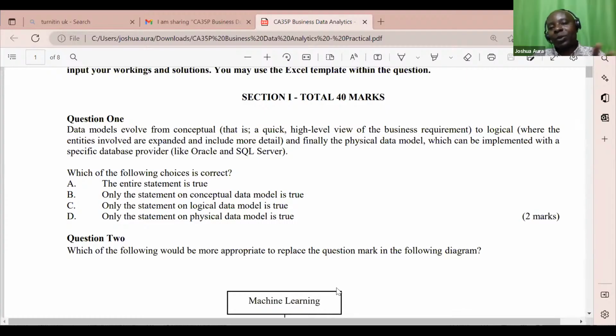We start by conceptualizing everything, coming up with a concept, then we look at the logistics, and then we start entering this data in, for example, an Oracle server or MySQL server, for purposes of what now? Physical presentation to an organization for purposes of making use of it. Great. So look at question number 2.